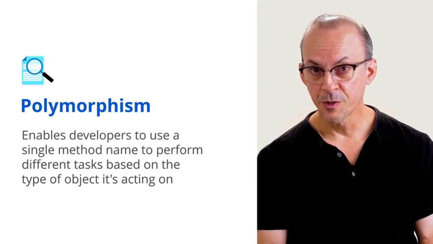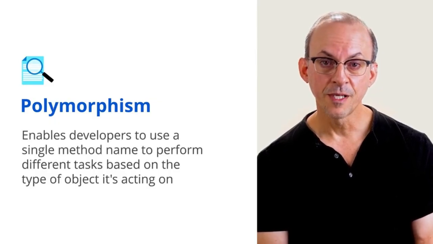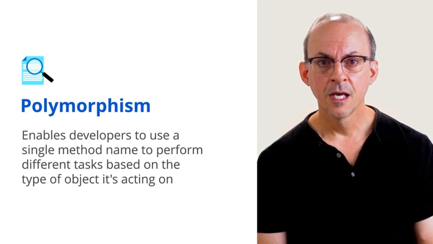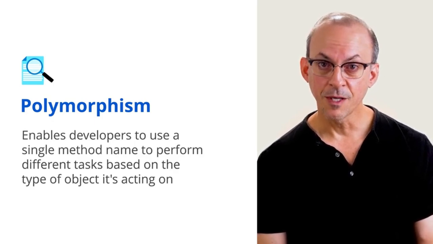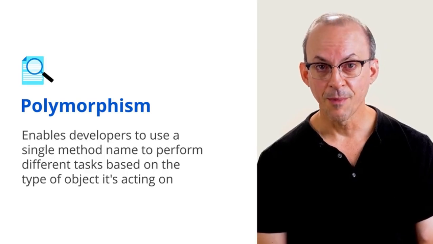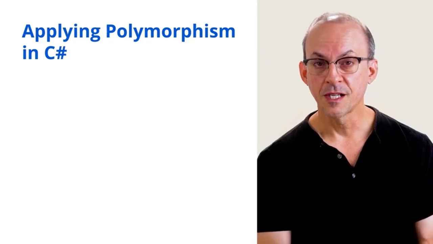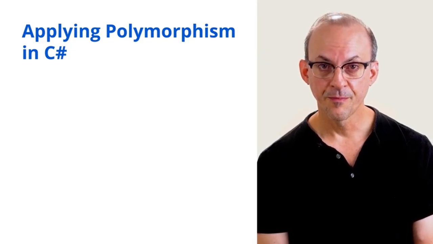Polymorphism enables developers to use a single method name to perform different tasks based on the type of object it's acting on. Essentially, this means a method with the same name can do different work depending on what it's being asked to do. Next, let's explore a few ways that developers can apply polymorphism in C#.